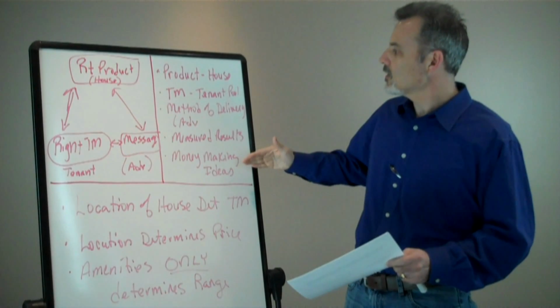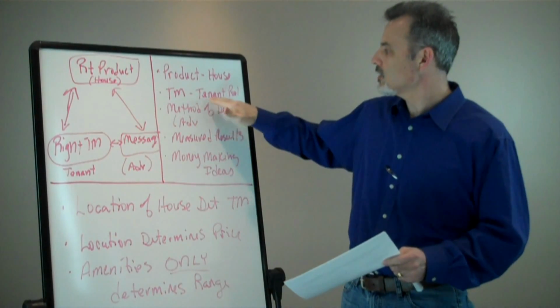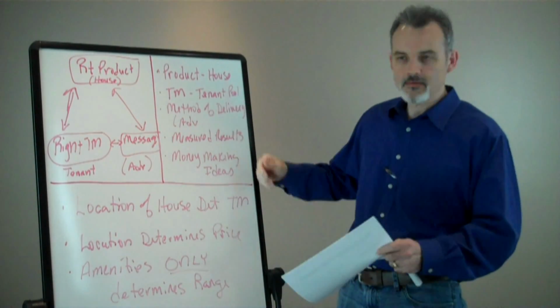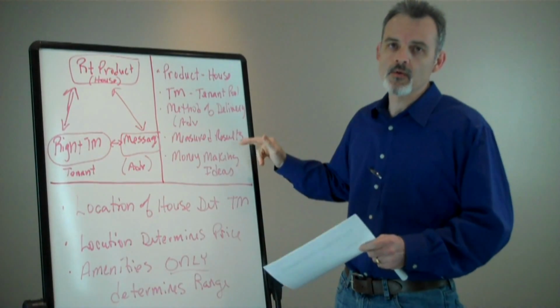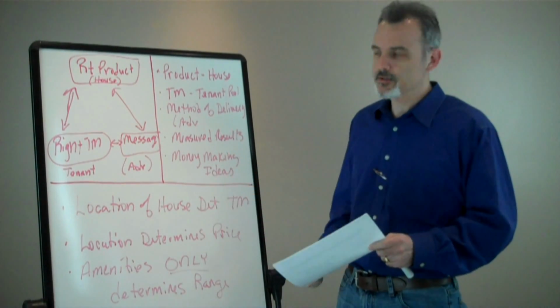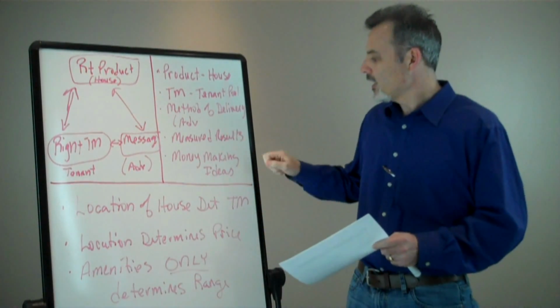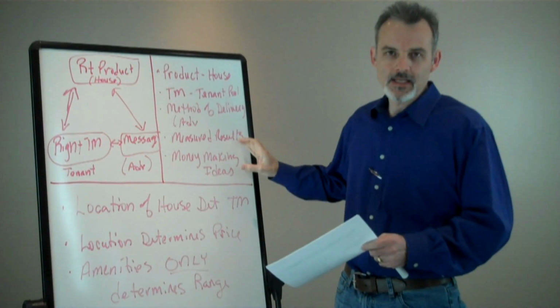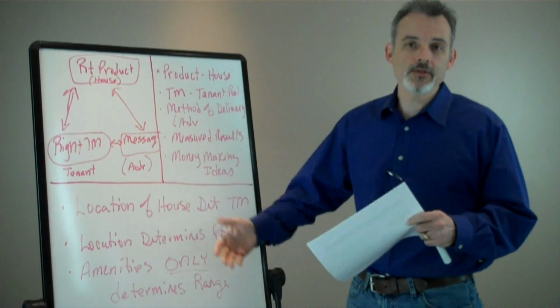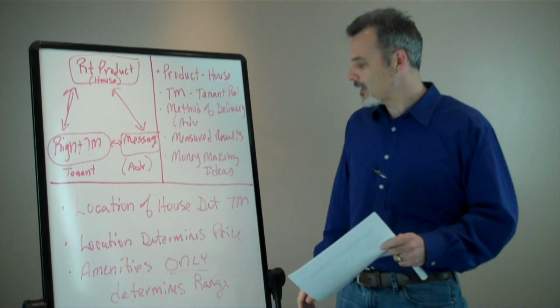In the next series of videos, we're going to talk about how to reach the tenant pool, methods of delivery, or the types of advertising. Measured results. Probably the one thing no one does is measure how effective your methods of delivery were. And then the last thing we're going to talk about in week 5 is some money-making ideas, or simply you can hire me and I'll come and teach the 3-hour course if you want. We'll talk about that at the end of the video.